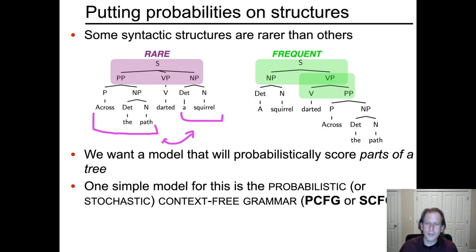And that's a very unusual construction. The more frequent is the canonical ordering, where the subject is before the verb, followed by the locative prepositional phrase. And so if we want to be able to take those frequencies into account, we want a model that will probabilistically score parts of a tree. And one simple model for this is what's called the probabilistic or stochastic context-free grammar, PCFG or SCFG. So we're going to pause now, and when we come back, we're going to look at the probabilistic context-free grammar and how to do inference with it.